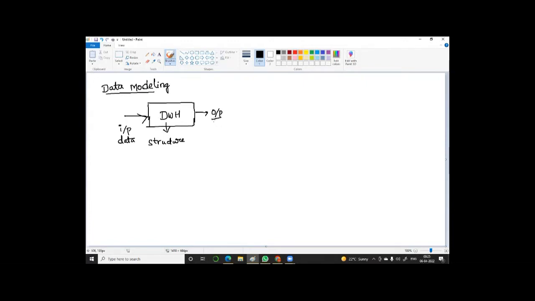Maybe for analysis also, in the DWH we have all the data. But for analysis, there are particular queries the business people will ask, and we have to answer those queries. It means that structure we have to design in the beginning. So designing a particular structure to handle the data in the DWH is called data modeling. So this is what data modeling is.